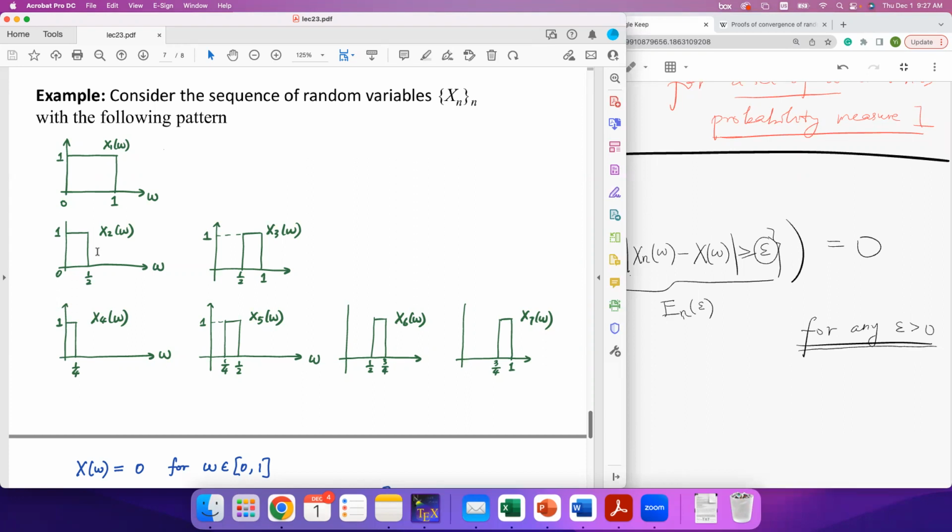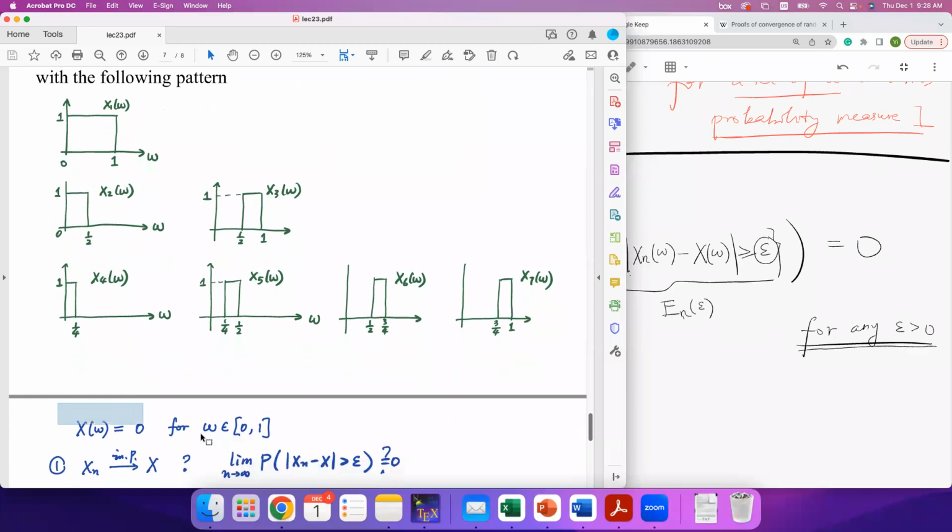And intuitively, you can imagine that this xn sequence is going to get closer and closer to 0, because at the beginning, everything is 1. And then here, only a quarter of the omegas takes value 1. For the rest of the omegas, it takes value 0. And as we keep shrinking this support set, most of the omegas will have realization 0, right? So intuitively, you can imagine it is converging to the 0 function.